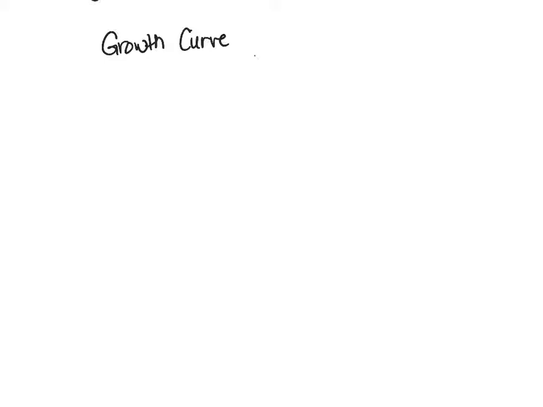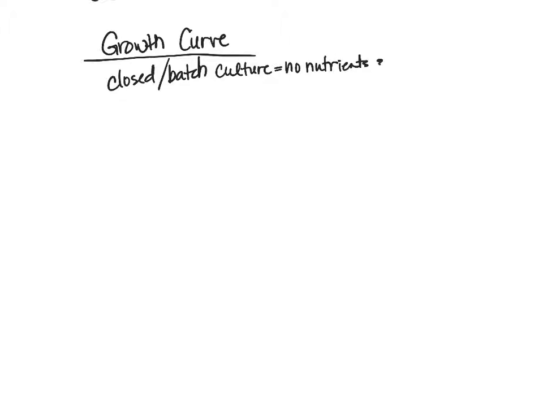So the growth curve. When we talk about the growth curve of a particular organism, specifically microorganisms or bacteria, what we're talking about is a closed or a batch culture. What this means is that we're not adding any nutrients, so no nutrients are added, and waste is not removed.